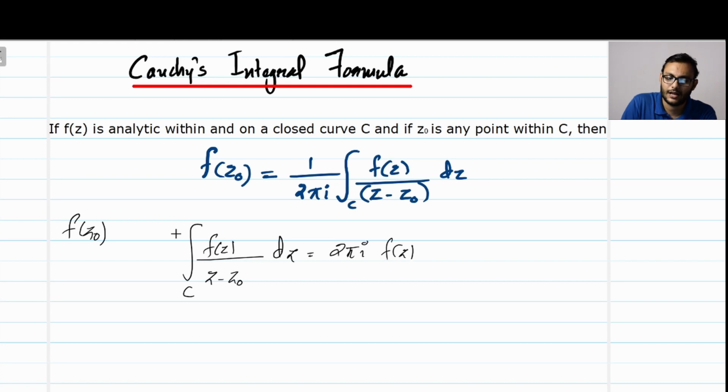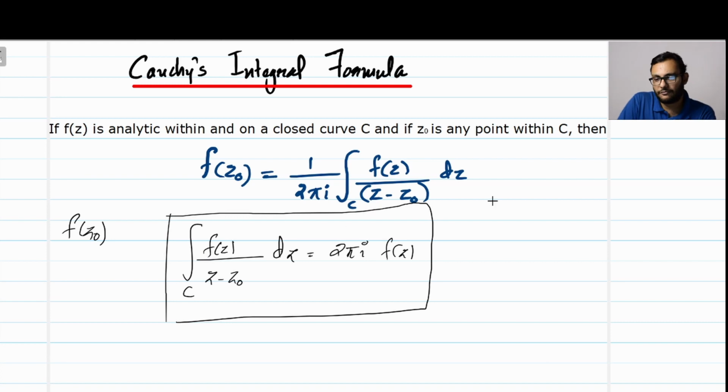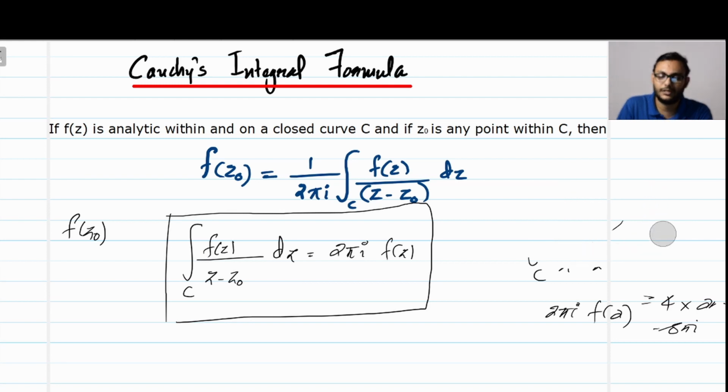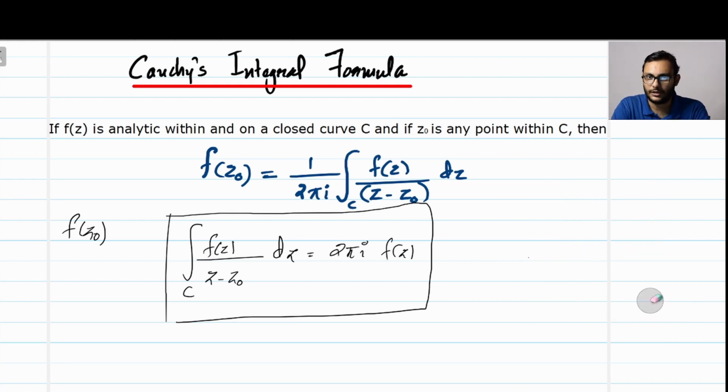This is a reverse calculation. I think this is the most important formula, because if f of z is given, say f of z is equal to z square, and we are asked to find the value of the integral over C of f of z by z minus 2, then how can we find this integral? Just substitute in this formula, that is 2 pi I into f of 2, which is equal to 4 into 2 pi I, which is equal to 8 pi I. Similarly, we can find the integrals of this type using Cauchy's integral formula.